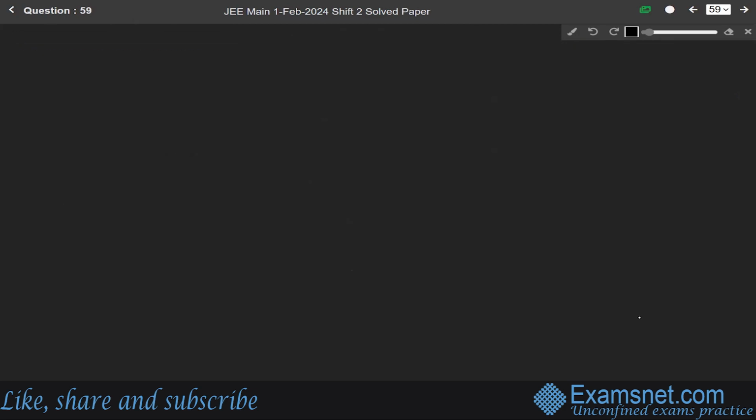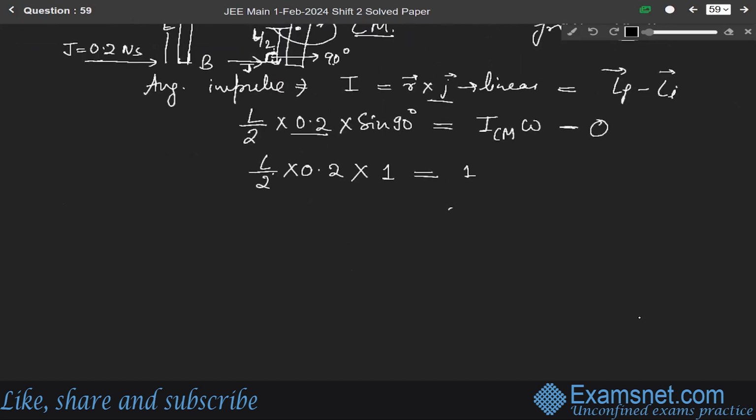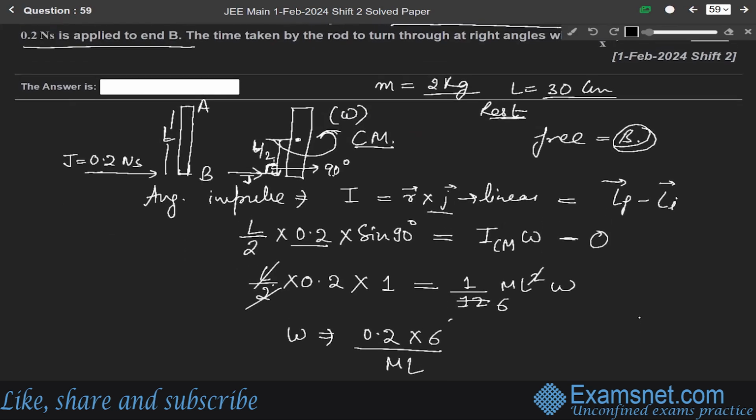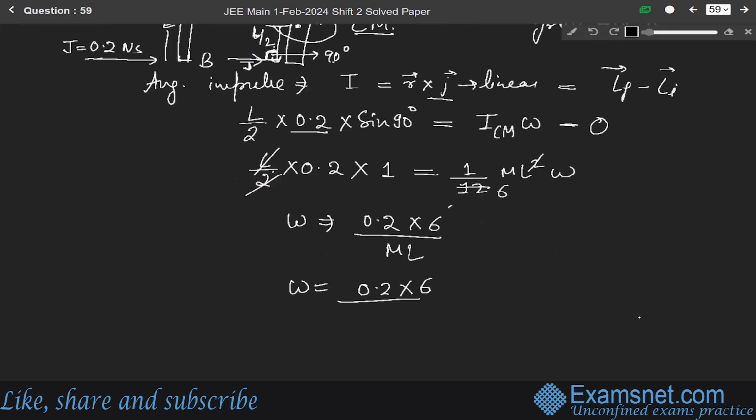for a rod, this I is equal to what? 1 by 12 m L square. So we can write 1 by 12 m L square into omega. So from this, omega will be equal to 0.2, this L cancels, 2 6s are 12. So omega will be equal to 0.2 into 6 over m L. Okay. So omega will be equal to 0.2 into 6. M is what? M is 2 kg and L is 30 centimeter, so it will be equal to 2 into 0.3. 2 3s are 6. 3 into 0.1, so it will be equal to 2 by 1, means 2.